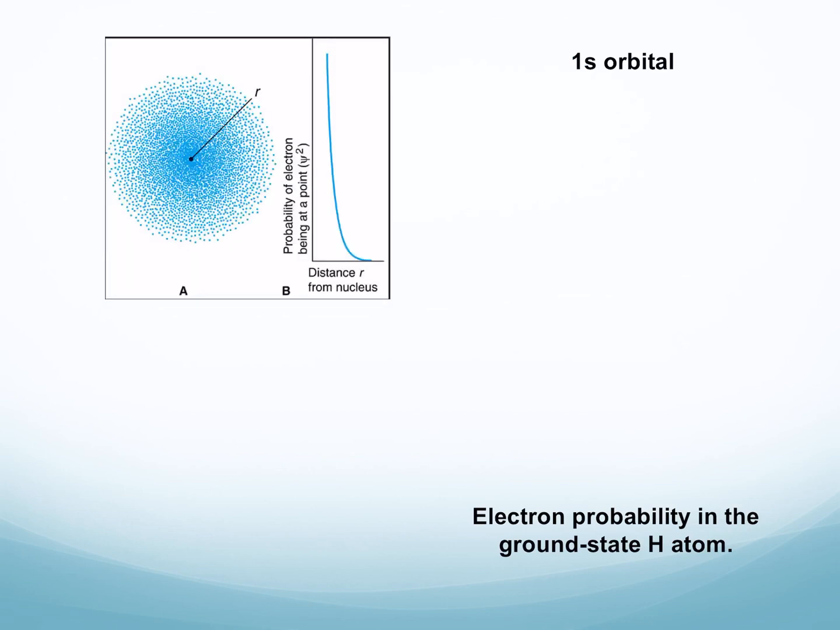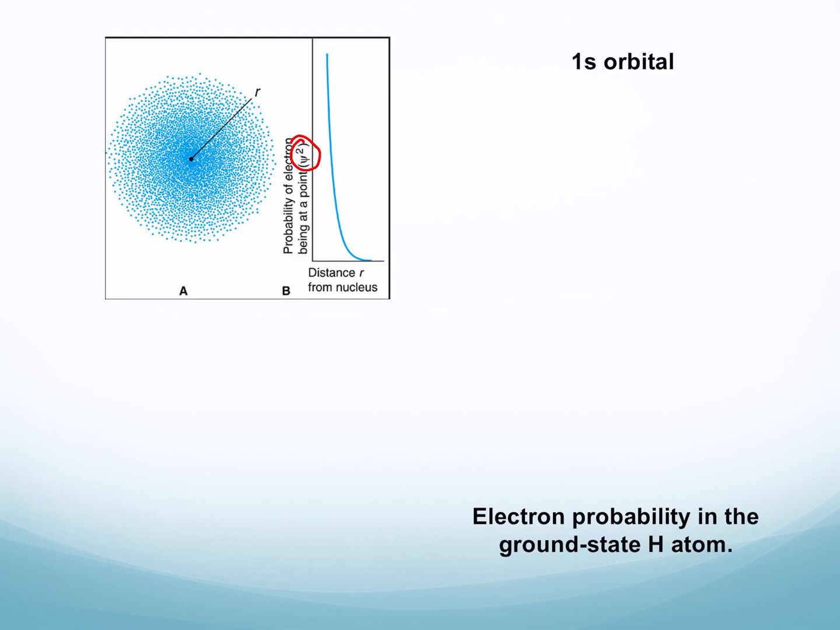So here is what an s orbital would look like. This is that probability map that we were talking about earlier. This graph, labeled B here, says the probability of an electron being at a point, and that's psi squared. And that's that probability. So anytime you see that symbol, that's talking about probability.